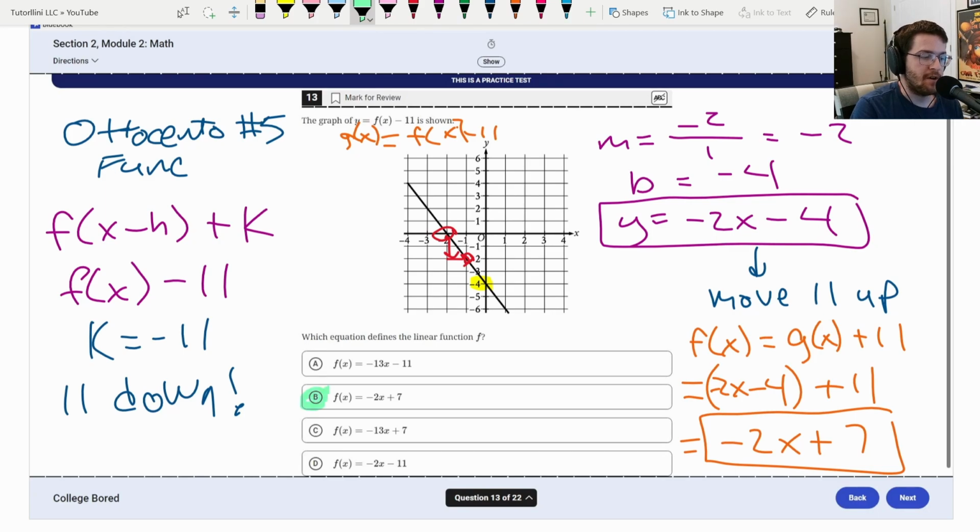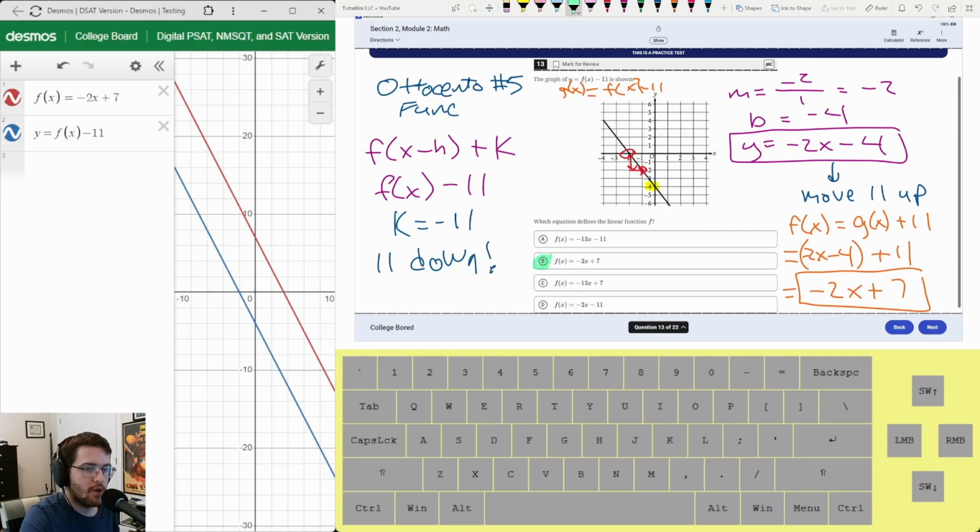Let's see if we can verify our answer using Desmos. Okay, guys, since we had the picture, you almost could have done this using guess and check. So you see when I type in f of x equals -2x plus 7, that's our answer. And then I type in y equals f of x minus 11. That blue line looks very, very similar to the graph in the picture. So that is a really good sign that we did it right.